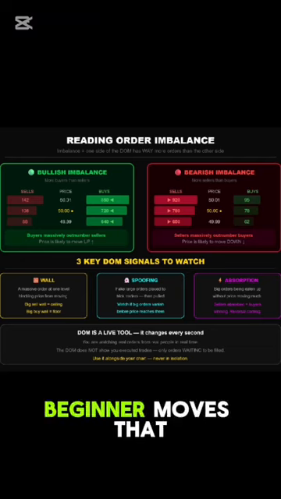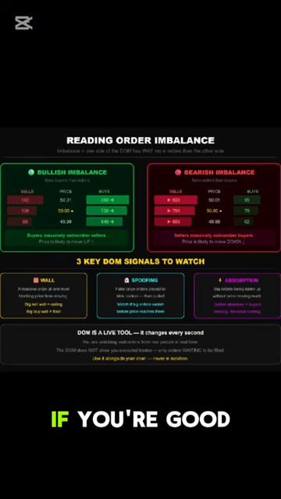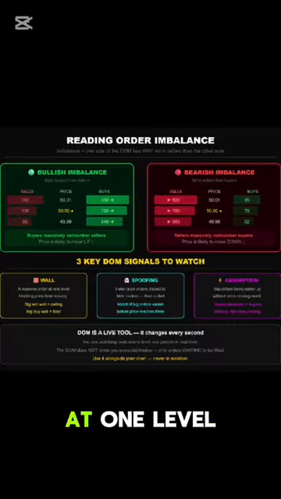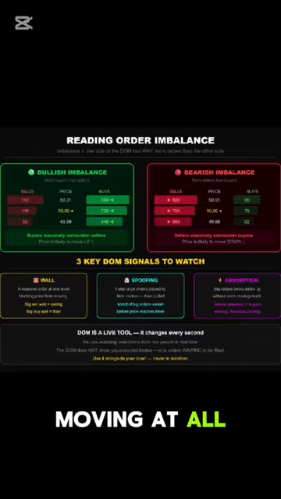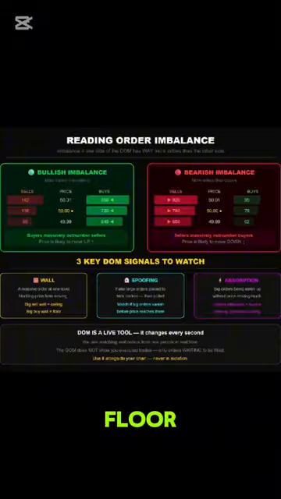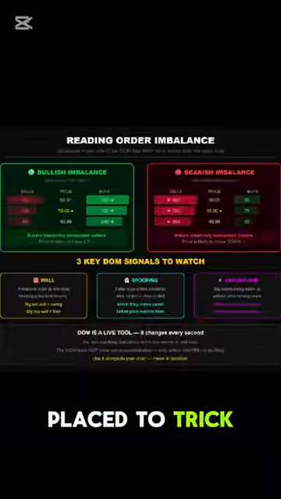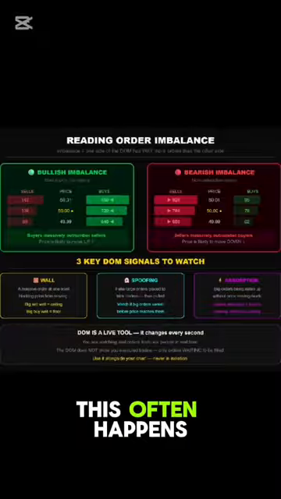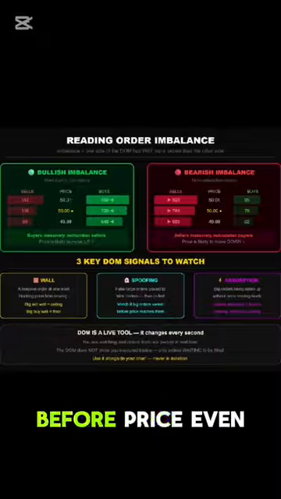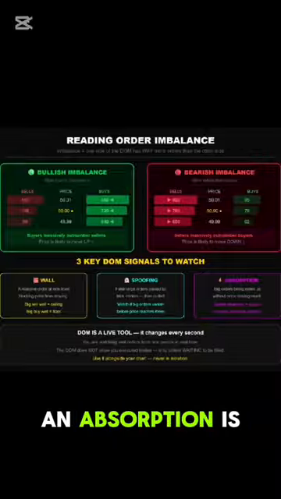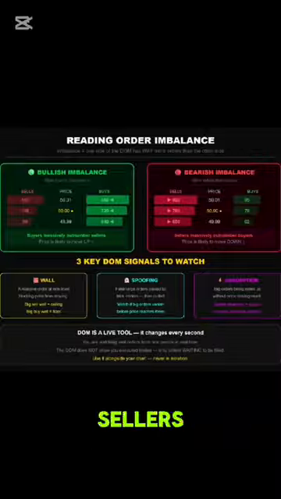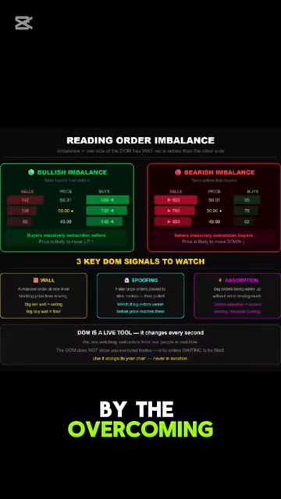There are three beginner moves that often happen if you're good at spotting them. The first one is the wall, a massive order at one level blocking price from moving at all, acting as a ceiling or a floor. The second one is spoofing, fake large orders placed to trick traders and then pulled. This often happens when orders vanish before price even reaches them. And absorption is when buyers and sellers become completely overwhelmed by the overcoming party.